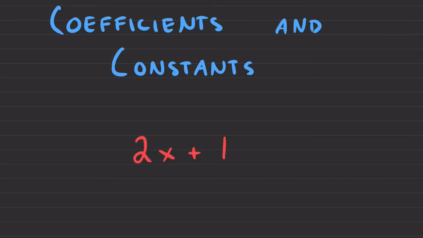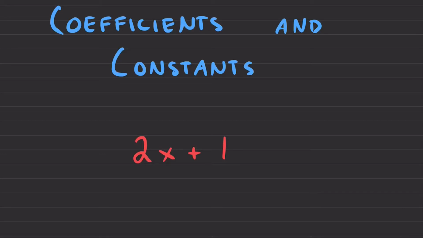This is going to be a really short video on coefficients and constants. This is just some definitions, and really all there is to it is we just have to remember which one is which. There's no trick, there's no real deep understanding to be had. It's just words. So here's an expression, 2x plus 1.